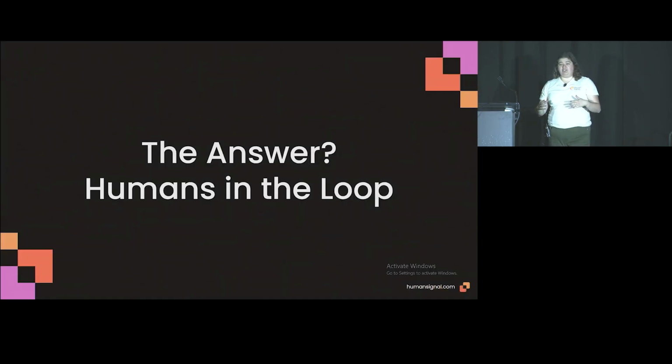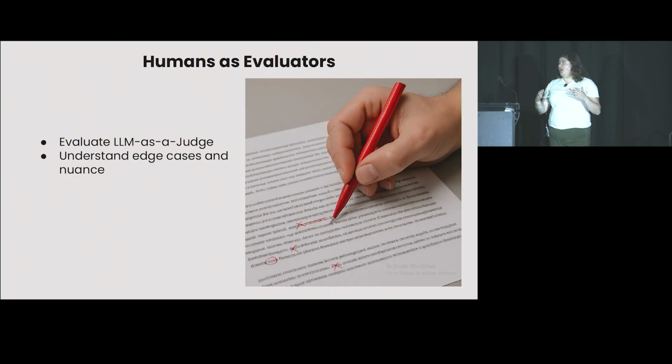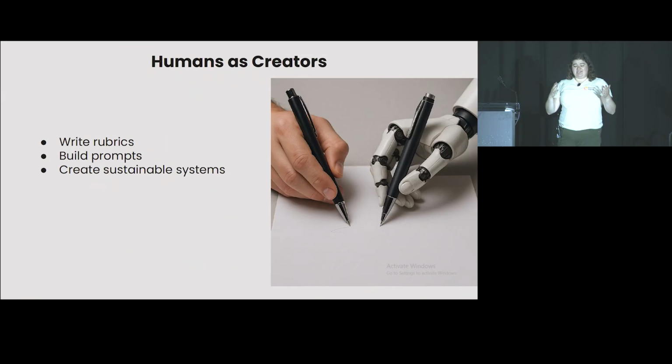There's no replication for the expertise and the knowledge that your humans are going to be able to provide. And humans are going to play a few different roles in this evaluation process. The first role is that of an evaluator. They're going to evaluate your LLM as a judge use case. You're going to understand edge cases and nuances in a way that a program simply can't. You're also able to impart your own knowledge and your own human understanding, especially for your less obvious choices.